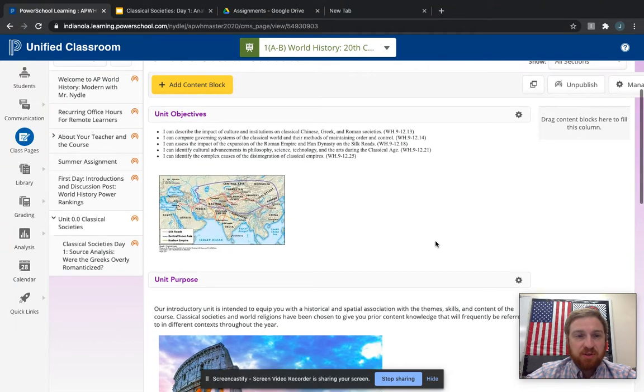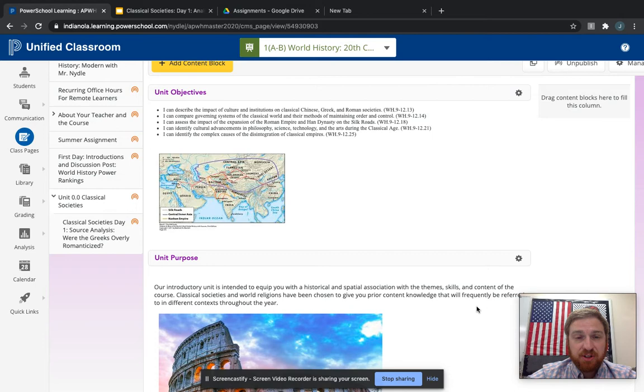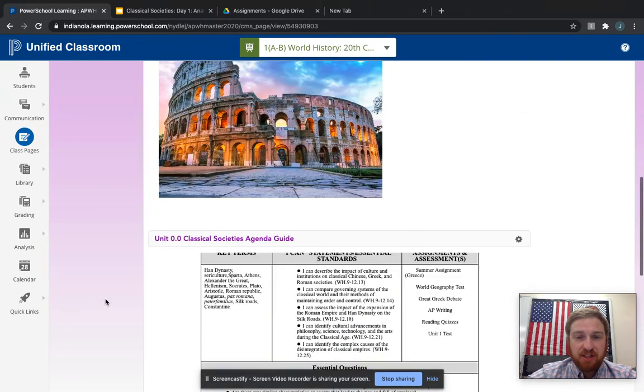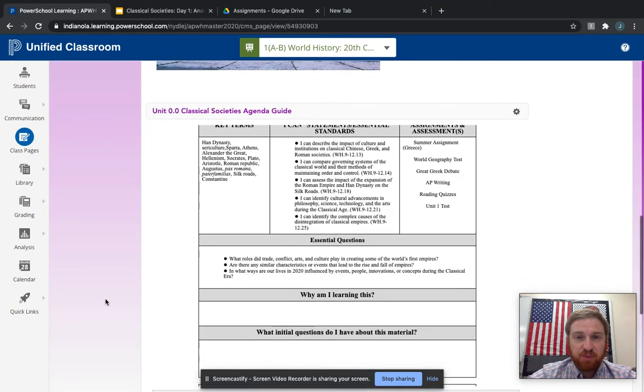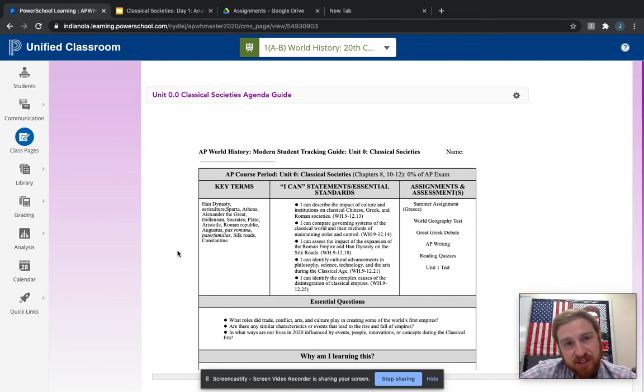So if you go to, again, the classical societies, here's our first page. What I really want to show you is down here below the agenda guide. You can look through this more by browsing later, but I wanted to make this available so that you could see on the student side what I have on the teacher side, which is basically the unit guide for each unit. So you'll have the key terms here, some terminology and concepts you should be familiar with by the end of the unit.